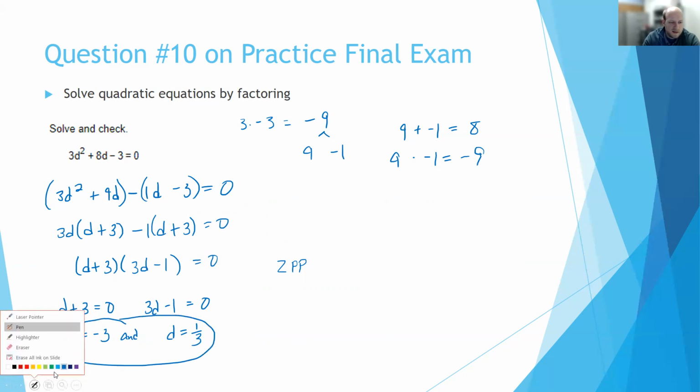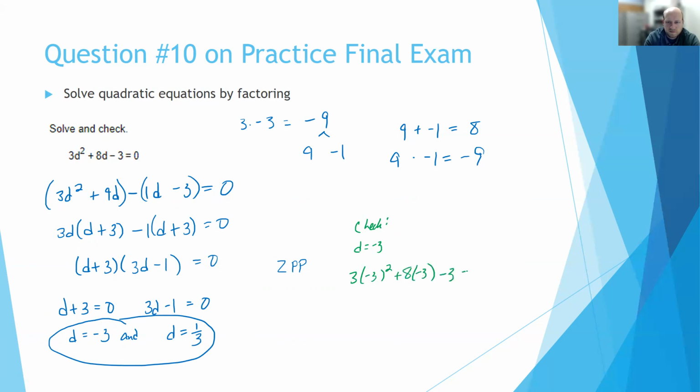And what we can do here is we can check those. How do we check? Well, let's check d equals -3 first. So all we do is we plug a -3 back into the original equation and we see if that equals 0. So -3 squared is 9. 3 times 9 is 27. 8 times -3 is -24. Minus 3 equals 0. So we have 27 minus 27, and that does equal 0. So d does equal -3.